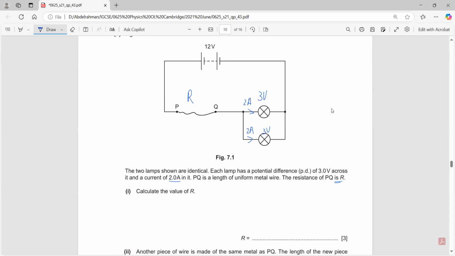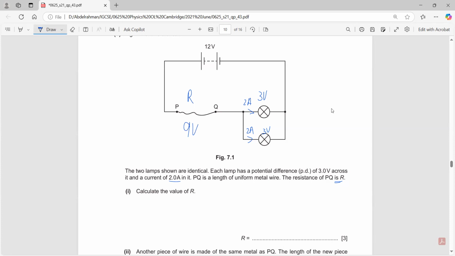Can I find the resistance? Yes, that's easy. R equals V over I. Do I have the voltage and do I have the current? Yes, you do. If the voltage was 3 volts in each lamp, and you draw a voltmeter across PQ, the voltage would be 9 volts. What about the current? It's 4 amperes.